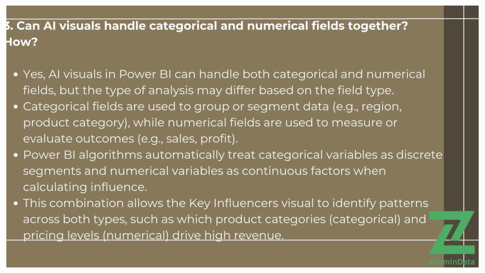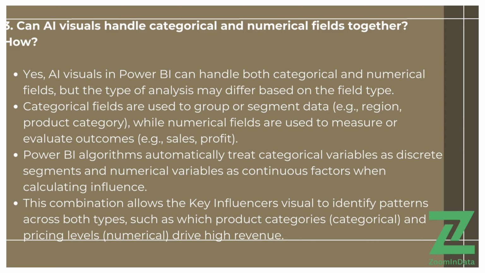Third question: can AI visuals handle categorical and numerical fields together? How? Yes, AI visuals in Power BI can handle both categorical and numerical fields, but the type of analysis may differ based on the field type. Categorical fields are used to group or segment data, example region, product category, while numerical fields are used to measure or evaluate outcomes, example sales, profit.